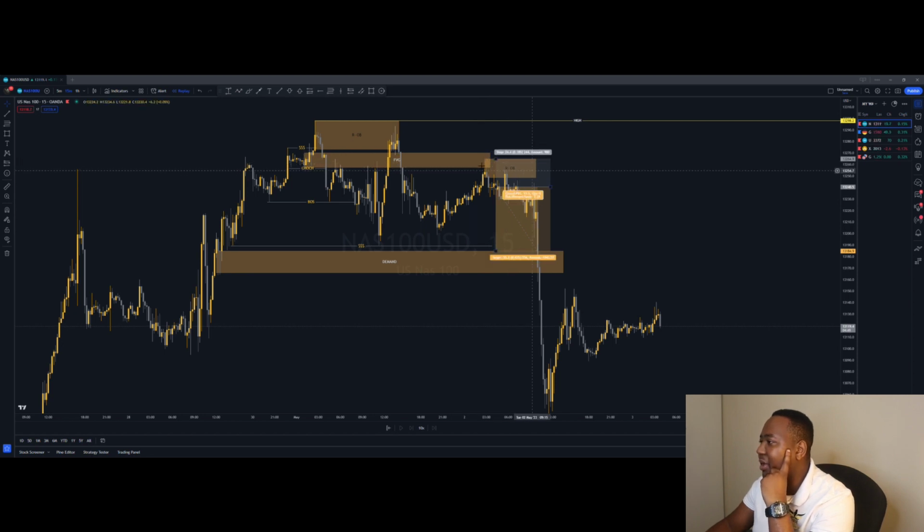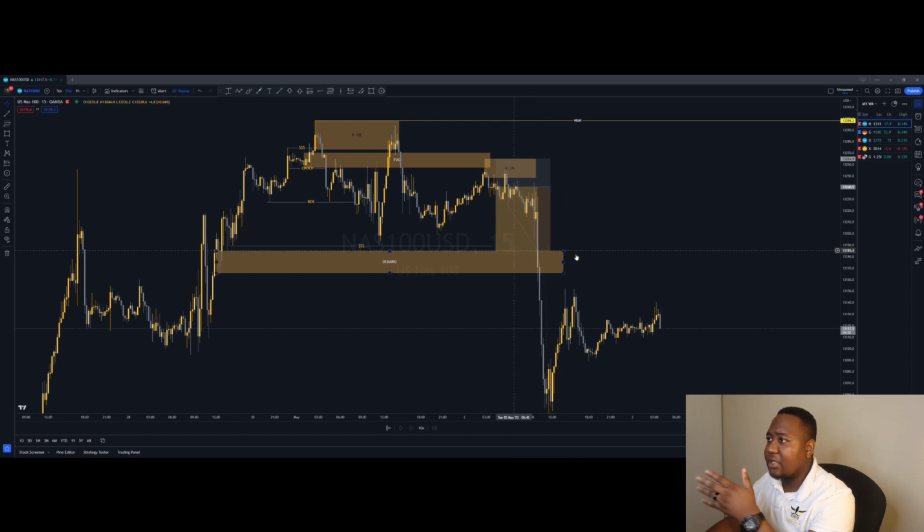So there was also another beautiful entry format that I use, rejection order block. I take the rejection of a candle and I stretch it across, and when the market pulls back into it, that is how I took this trade. So as you can see, this was a very beautiful trade that we took. I just hope that you learned a lot from this.